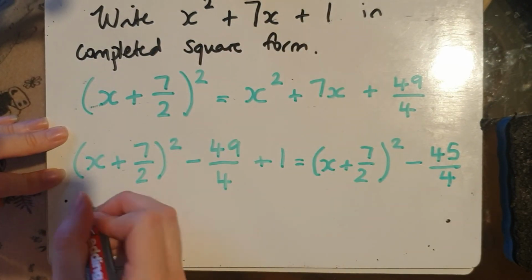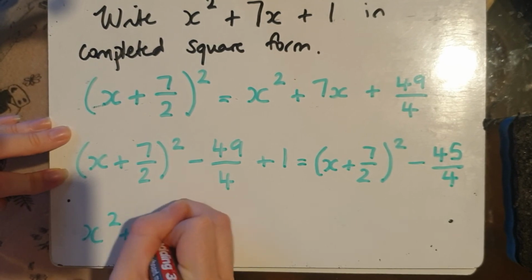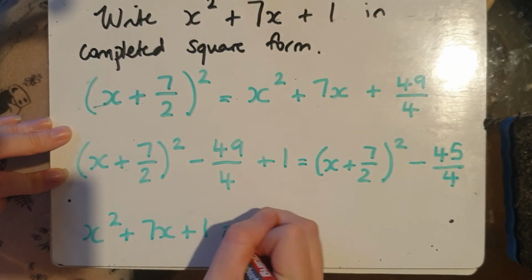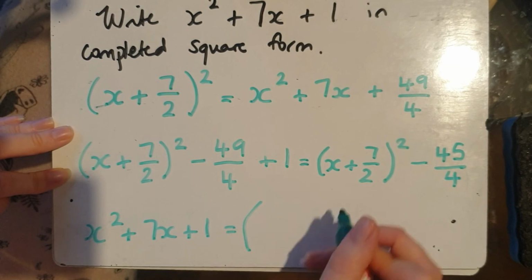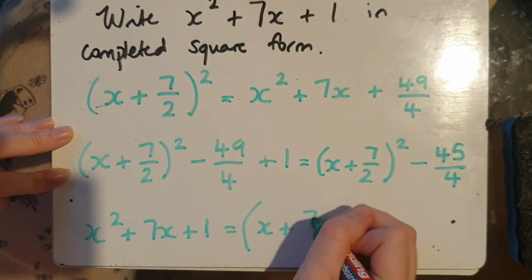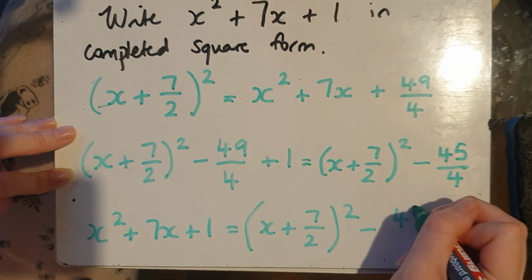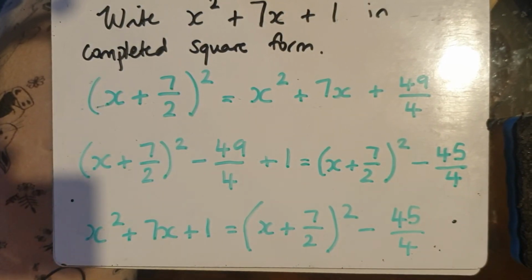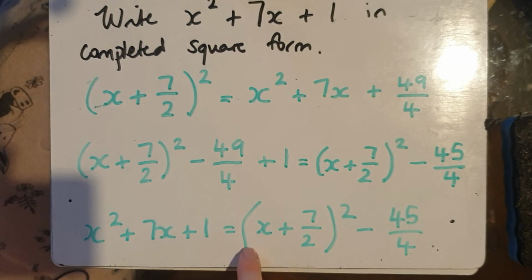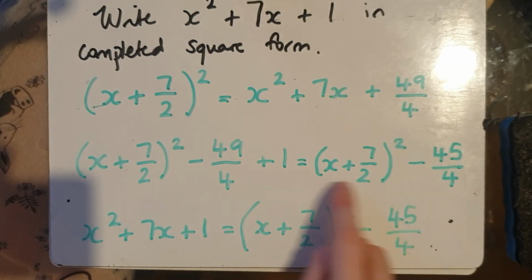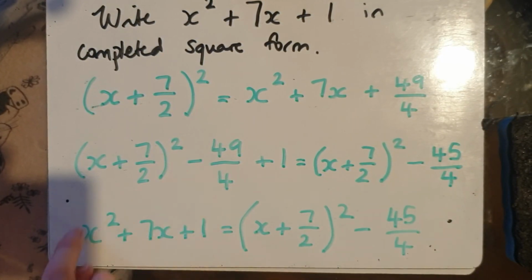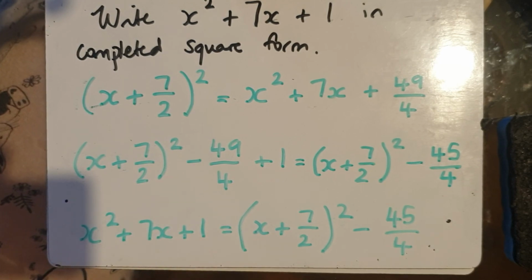So this x squared plus 7x plus 1 in completed the square form is x plus 7 over 2 all squared minus 45 over 4. So if you multiplied this right hand side out and simplified it, it would turn into this left hand side.